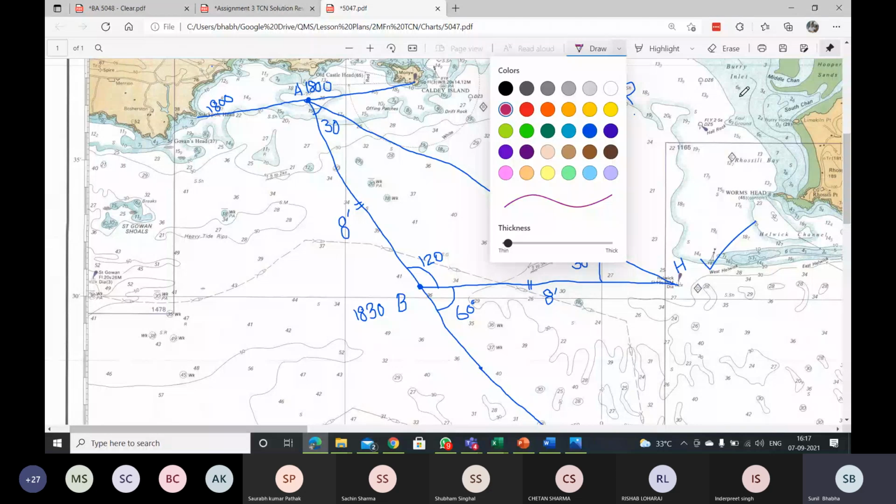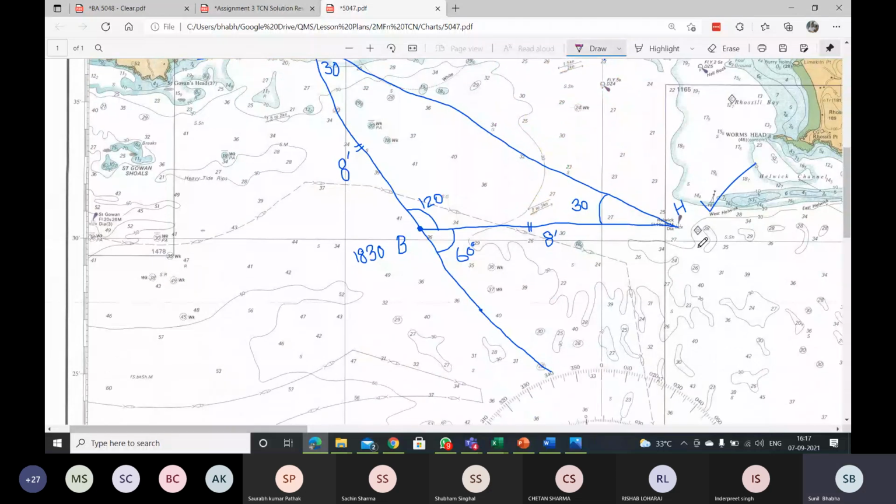Now what I do is, from point H, I drop a perpendicular onto my course steered line. This is a perpendicular. Let me call this point C.